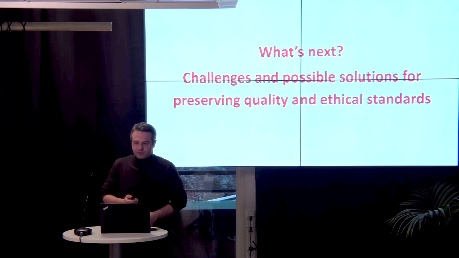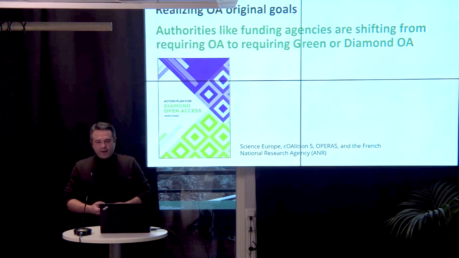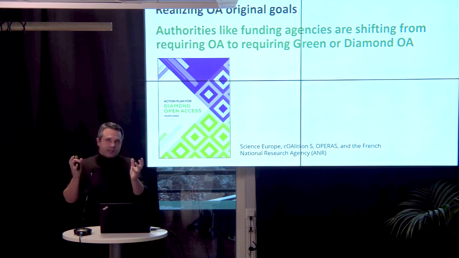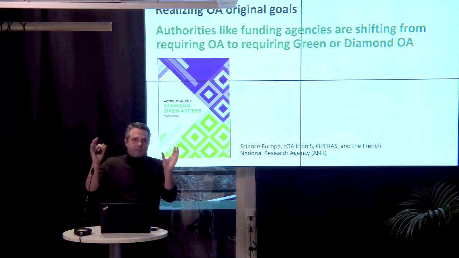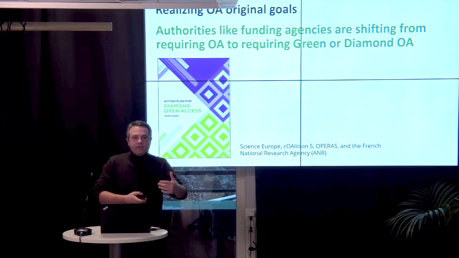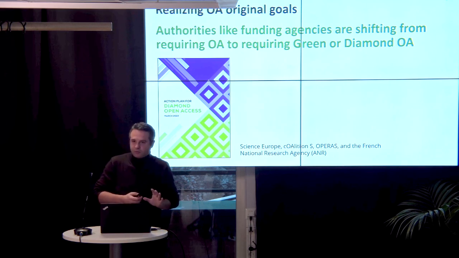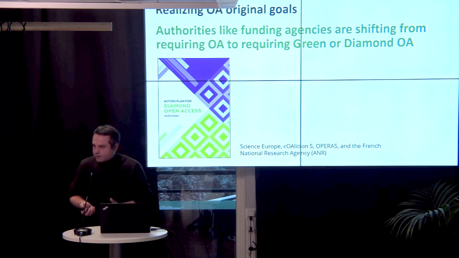Okay, last 3 minutes for some final considerations. Some challenges and possible solutions for preserving quality and ethical standards. First, finally, authorities like funding agencies are understanding that open access is not all the same. You have a variety of solutions, and what we need is diamond or green open access. So what they are requiring in some cases is not open access per se, but green open access and diamond open access as a precondition.